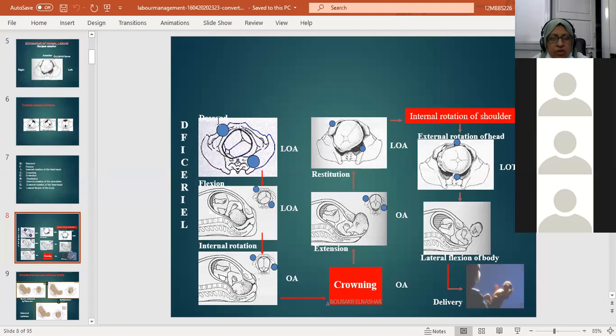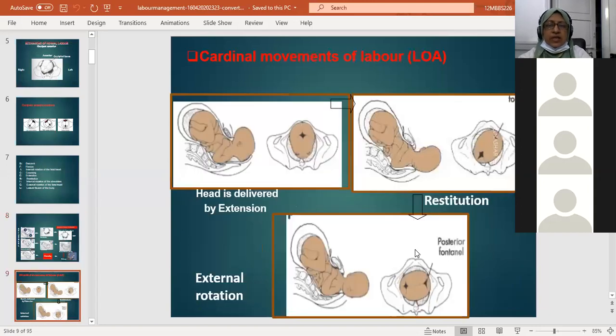Once again, we are going to descend. This is the flexion, internal rotation, crowning, extension, restitution, internal rotation of the shoulder. ये concomitantly साथ साथ होता है. जब उसकी शोल्डर की इंटरनल रोटेशन हो रही होती है तो उस वक्त एक्सटर्नल रोटेशन हो रही होती है हेड की. So the internal rotation of the shoulder or external rotation of the head, and the delivery of the anterior shoulder, delivery of the posterior shoulder. This is all about the mechanism of the labor.